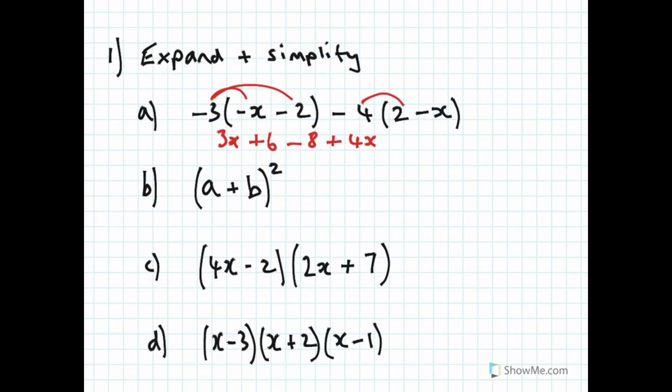Collecting together, collect your x's, 7x, and then finally 6 to take away 8 is minus 2 there. So the answer is 7x minus 2.